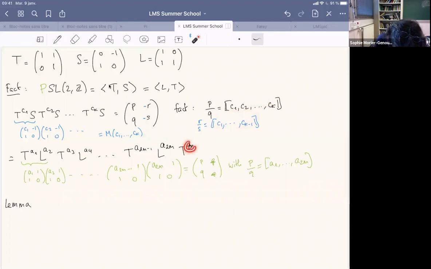Sorry, here I did not know what letter to choose. The star has no meaning. It's just that I want a power and I was out of letters. I could not use A, B, C, P, Q. I don't know what to use. So let's use an L, an integer.